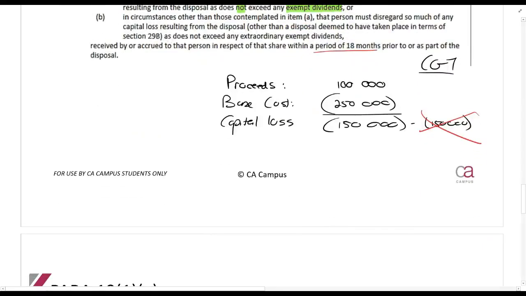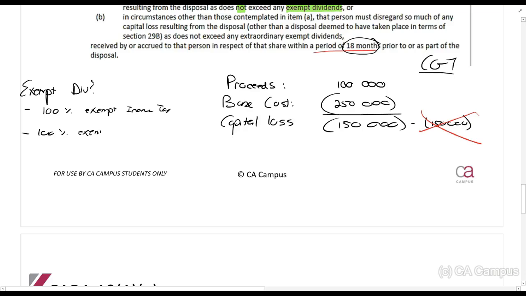What you need to do is look in the last 18 months, so including today and the previous 18 months, did I receive any exempt dividend? Now remember, it's 100% exempt from income tax, and it is 100% exempt from dividends tax. Must be both.